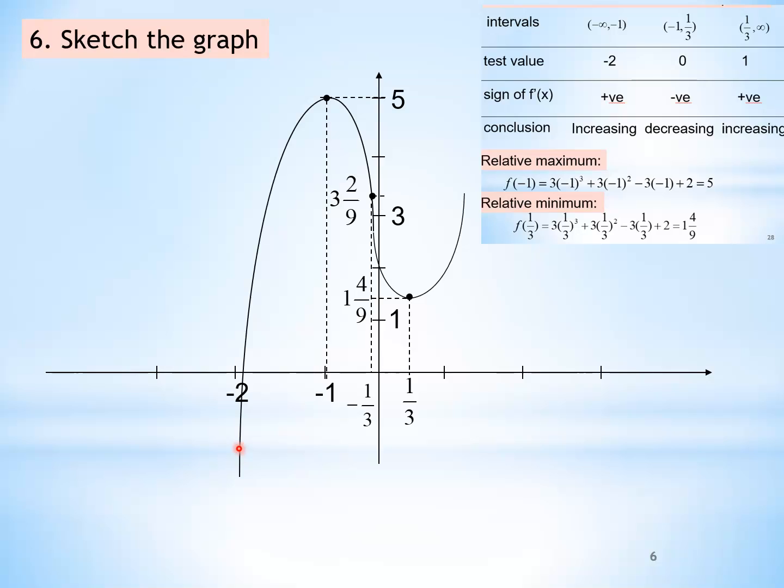But don't forget to label your graph with all the information you have obtained. Of course, this is your inflection point here, this one, negative 1 over 3, 32 over 9. This is your inflection point. This will be your relative maximum over here, and this will be your relative minimum.